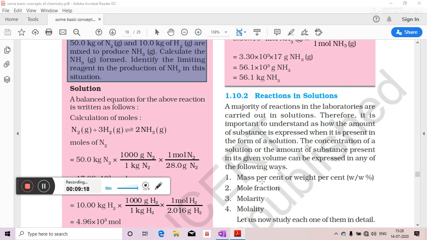Number one is mass percent, which is also known as weight percent, denoted by percentage weight by weight. Second is mole fraction. Third is molarity. And fourth is molality.